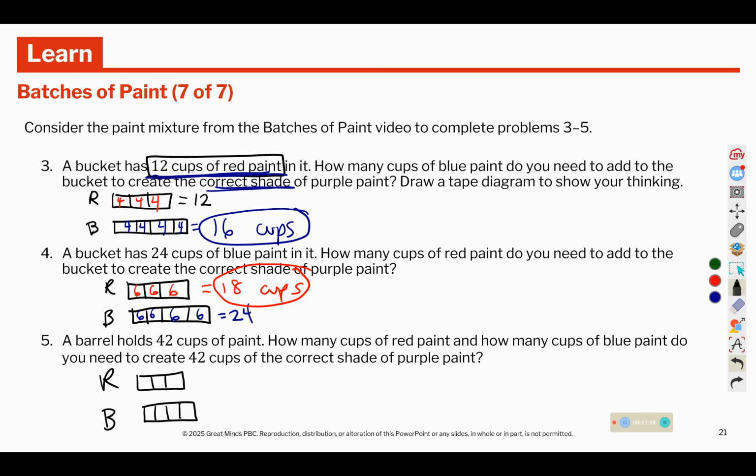A barrel holds 42 cups of paint. That's total. So all of these together make 42. Not just the red, not just the blue, but all of it together combined is 42. How many cups of red paint and how many cups of blue paint do you need to create 42 cups of the correct shade of purple paint? Well, there are 1, 2, 3, 4, 5, 6, 7 boxes altogether. So if I split 42 evenly into 7 parts, that gives us 6.